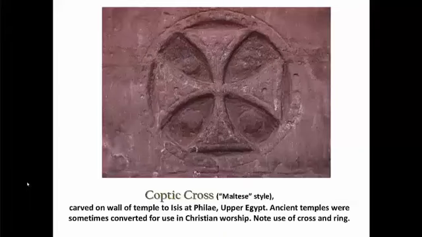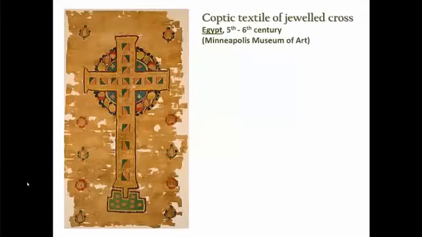As mentioned in Lesson 7, there was much cultural trade between the Isles and Eastern Christians. Another example of this cultural trade may be seen in the Coptic textile of a jeweled cross. This specific textile originates from Egypt and was produced between the 5th and 6th century. Note that this is a Roman cross.